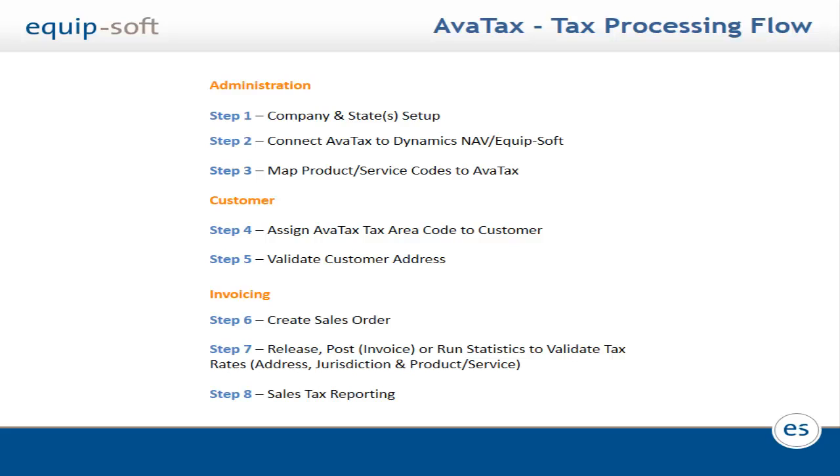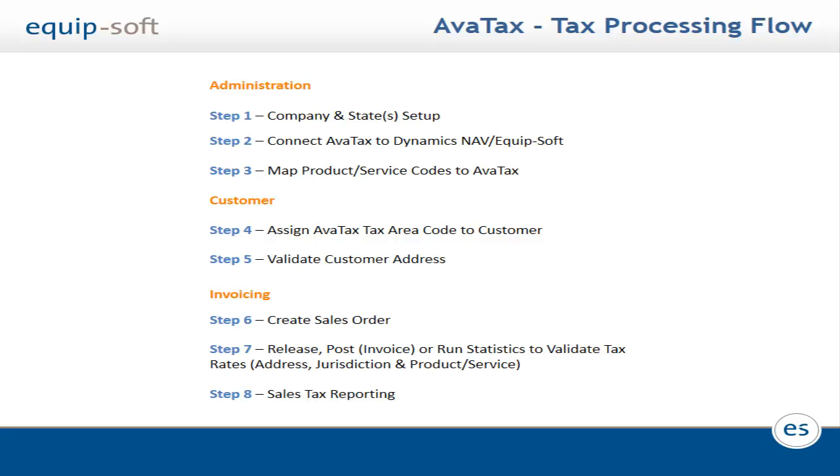Now, how does the tax processing flow work? So this is very high level. I'll let you read through that, but basically you set up your company, you set up your states, which states you deal with, so we know which city and county belongs to those states. We connect AvaTax to EquipSoft. In other words, we connect EquipSoft to their service. We map the product and service codes, as I mentioned to you earlier. We assign the tax area code called AvaTax to all customers. We validate the address for each one just to make sure that we've got the right address and it's in the proper format.